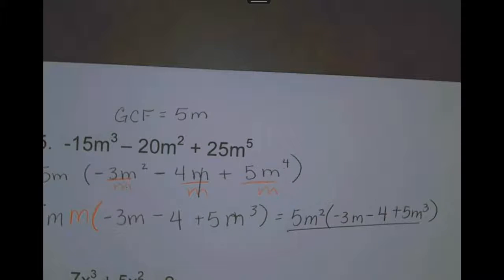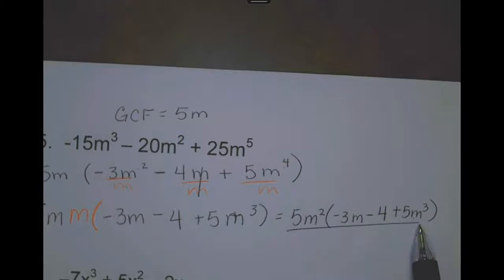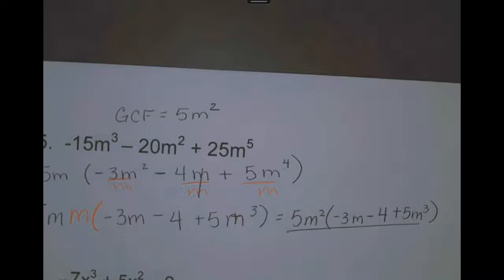This is factored completely. Do all of these have an m? No. Is there any number other than 1 that divides 3 and 4 and 5? No. This is factored completely. The GCF was actually 5m squared.